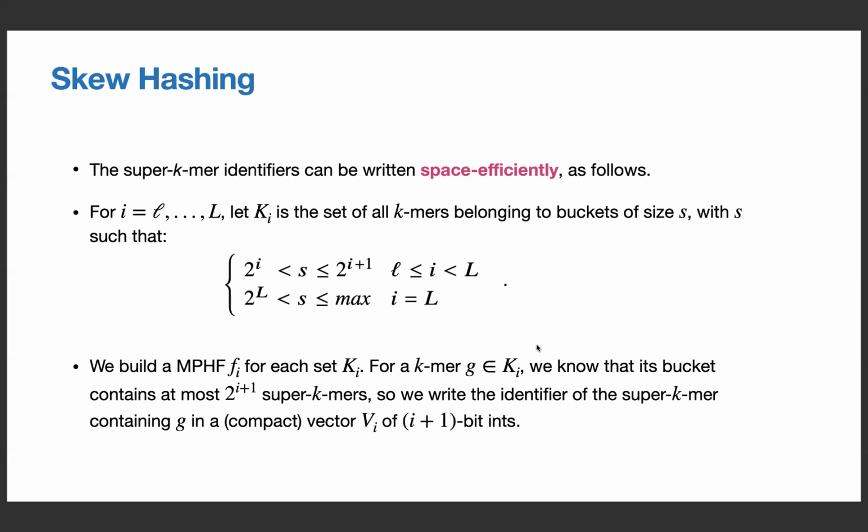Why? Because we know that a chimera in group I belongs to a bucket containing at most 2 to the I+1 super chimeras. And so its super chimera identifier can be just written in log in base 2 of 2 to the I+1, which is actually I+1 bits. So that's skew hashing, and so this skew index takes a very small space in practice.